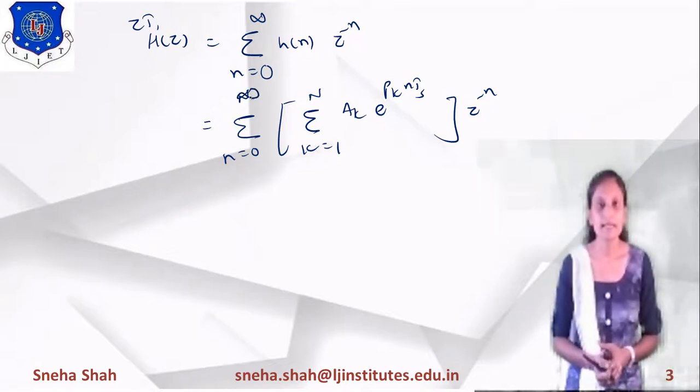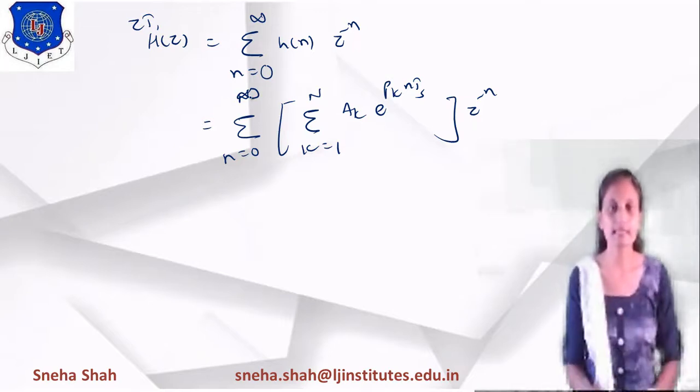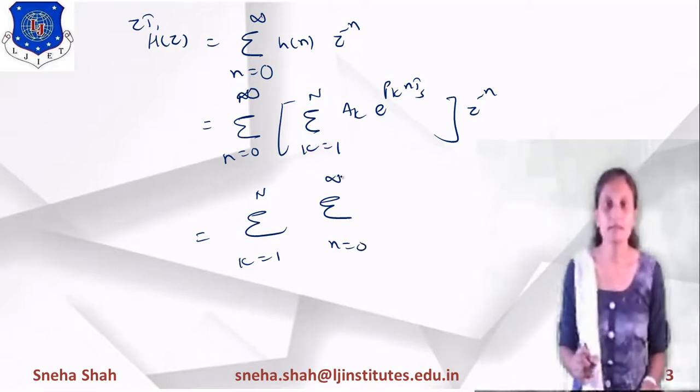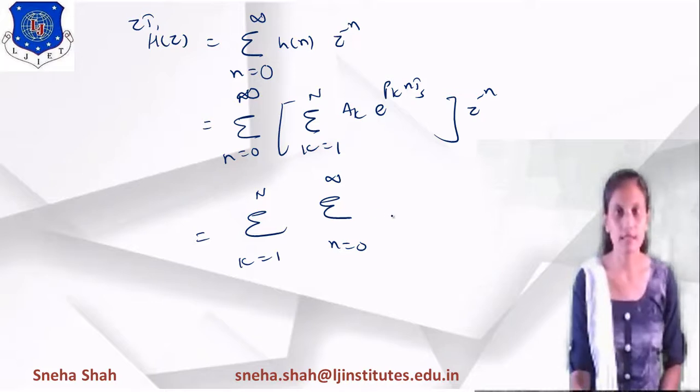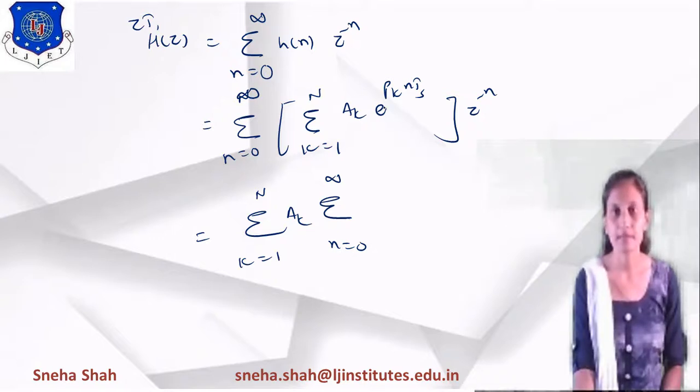Now the next rule arrives. If there are two summations, we interchange the order of the two: summation k equals 1 to n, then summation n equals 0 to infinity. The terms containing n come inside, and the others come outside. Starting with A_k, there is no n in it, so it will be outside of this summation, and we write it here. Now n is present here, and n is also present over here.